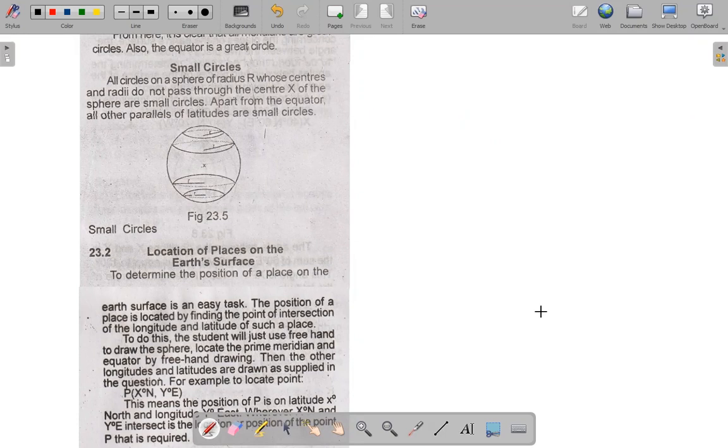Let me read from the book. It said, to determine the position of a place on the Earth's surface is an easy task. The position of a place is located by finding the point of intersection of the longitude and latitude of such a place. To do this, the student will just use freehand to draw the sphere, locate the prime meridian and the equator by freehand drawing. Then the center and the other longitudes and latitudes are drawn and supplied in the question.